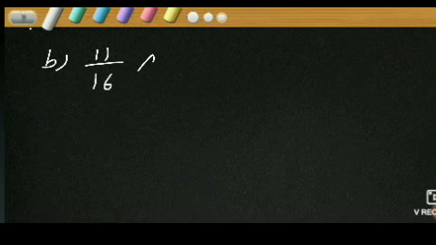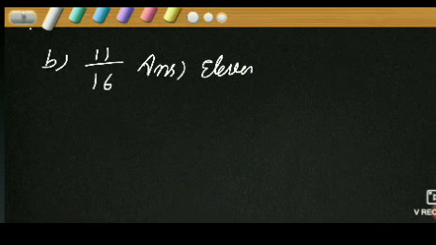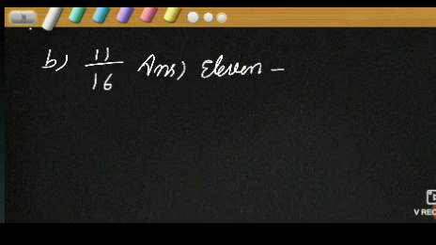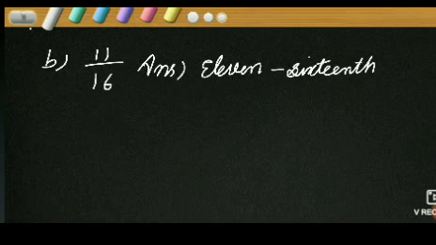Okay, second one, B, 11/16. How to write this in words? First we have to write the numerator. Which is the numerator here? 11, ELEVEN. The numerator has to be written in words. Then a hyphen. Then what has to be written? Is it 16 or the ordinal number of 16? Yes, we have to write the ordinal number of 16, which is 16th. This is how fractions have to be written in words.